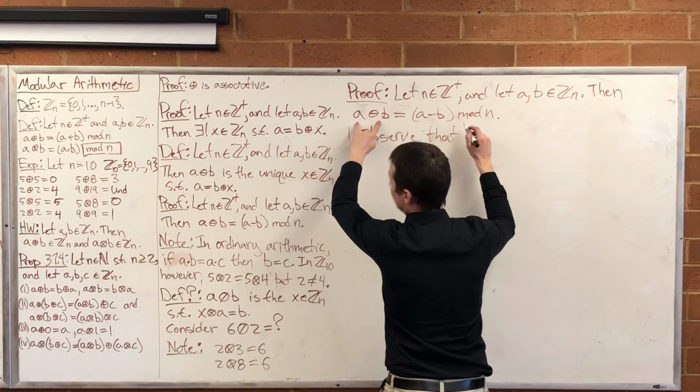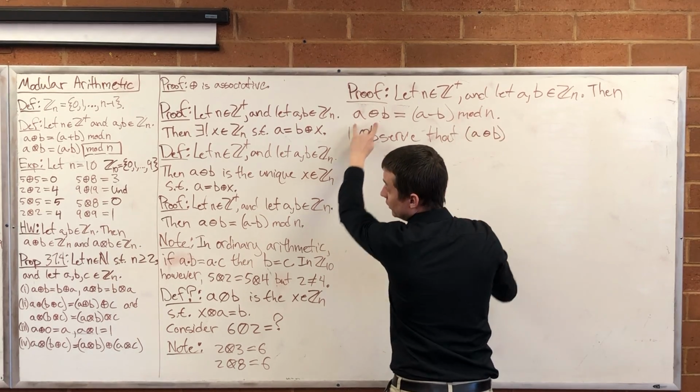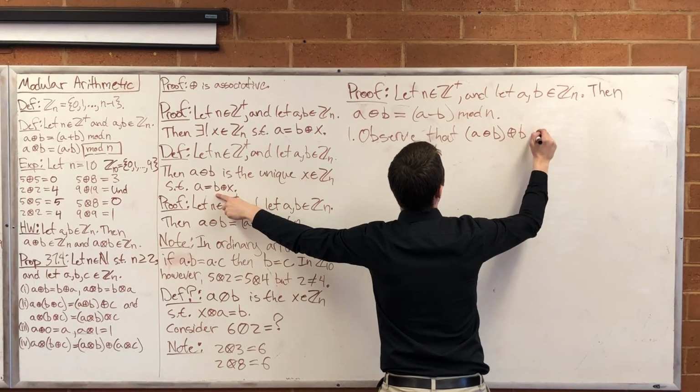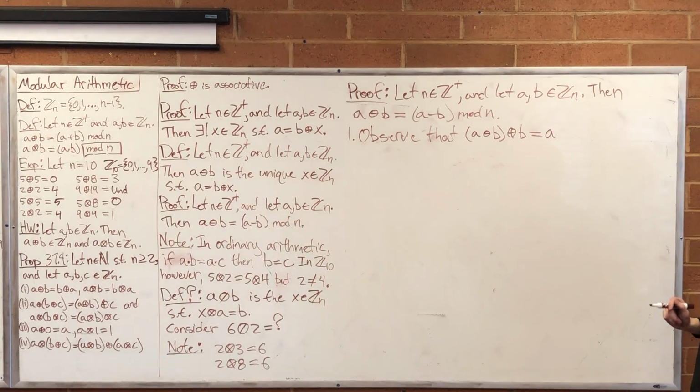So I know that this thing plus, so there's my x, plus b, is equal to a. But I want that to equal a minus b mod n. And I don't want it all on the same side. I want to get just the x. One sec, let me get just my x.